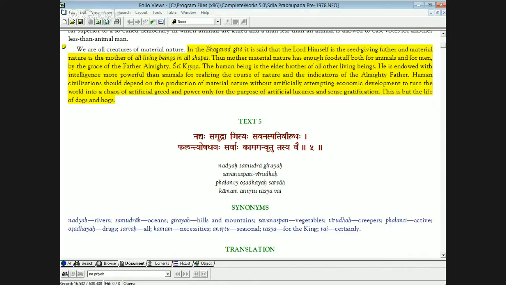The human being is the elder brother of all the living beings. He is endowed with intelligence more powerful than animals for realizing the course of nature and the indications of Almighty Father. Human civilization should depend on the production of material nature without artificially attempting economic development to turn the world into chaos of artificial greed and power only for the purpose of artificial luxuries and sense gratification. This is but the life of dogs and hogs.